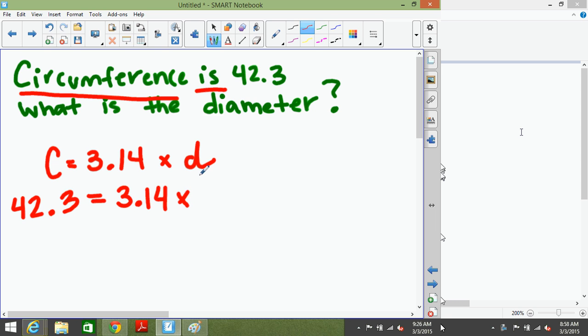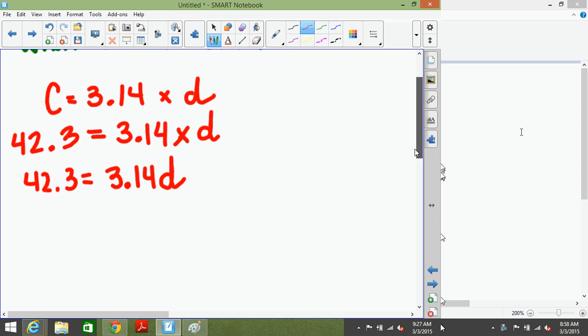Did they give us a diameter? No. So another way to write this looks like this. Instead of using the x, put them side by side, like we do in algebra. Now we have an equation that we have to solve. How would I solve this equation? What would I do to solve for D? We're looking for diameter. How would I solve for D? Divide. Why? Because this is already what operation? That's already multiplication, so we divide both sides by what?